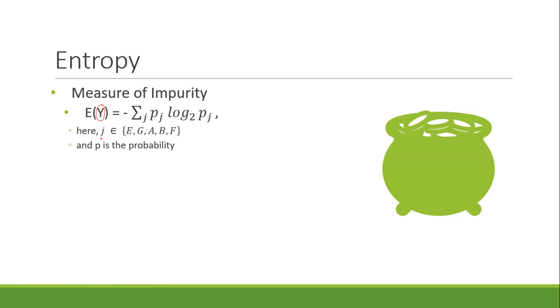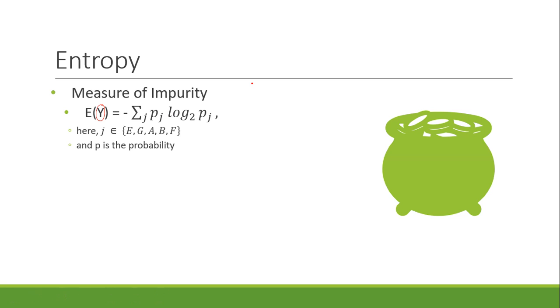So, what's this j and what's p? In the data that we'll see in the next slide, we have this column y, which has possible values E for excellent, G for good, A for average, B for below average, and F for fail. So this column y can take values from this set. These are the possible values of j, and the product would be the probability. For example, if I take j equal to excellent, I'll check the probability of the value excellent in the data, and then multiply it with the log of that probability. So that's the formula for how we calculate entropy.